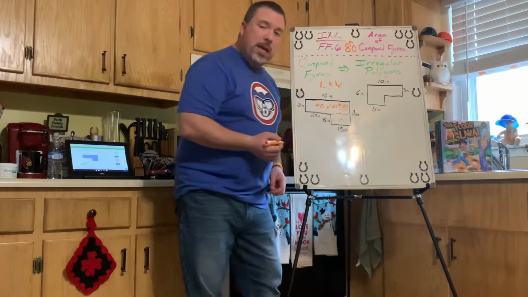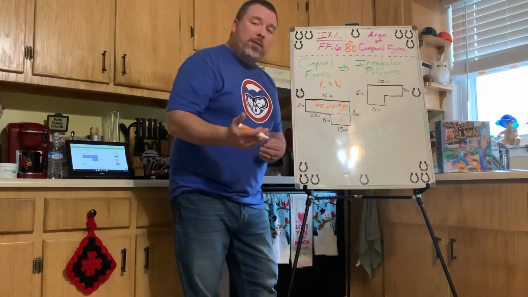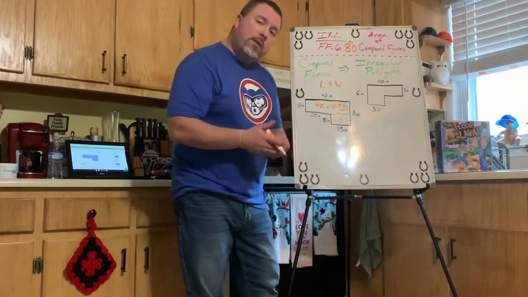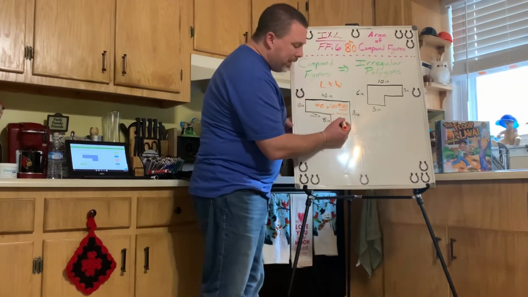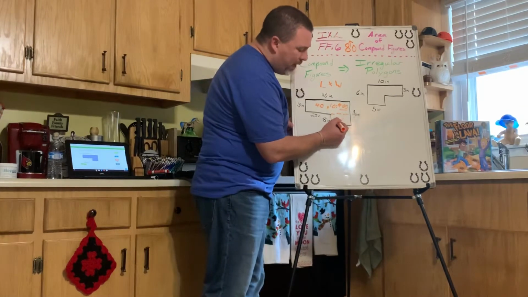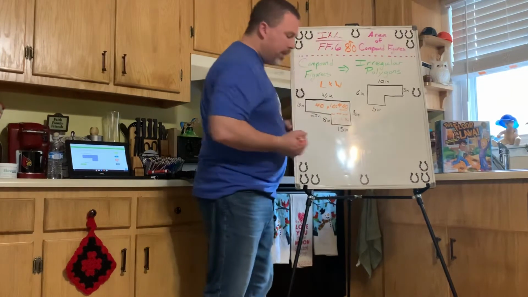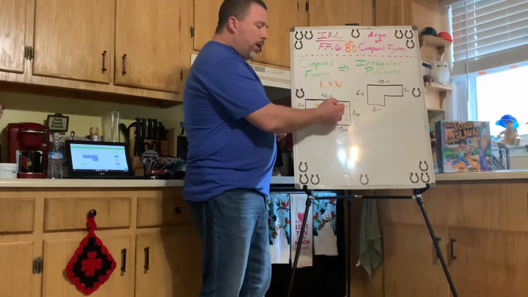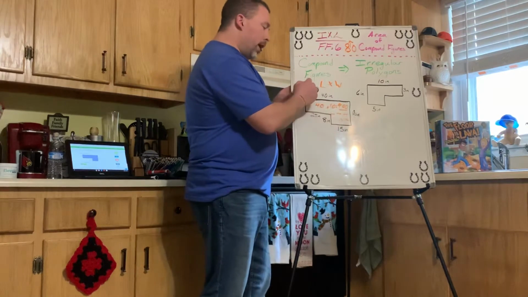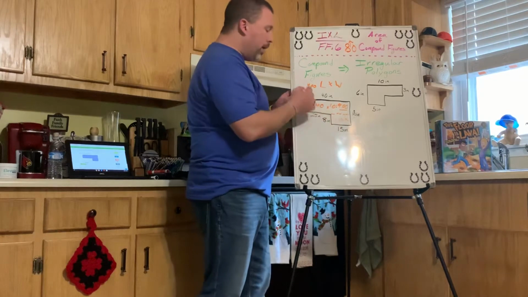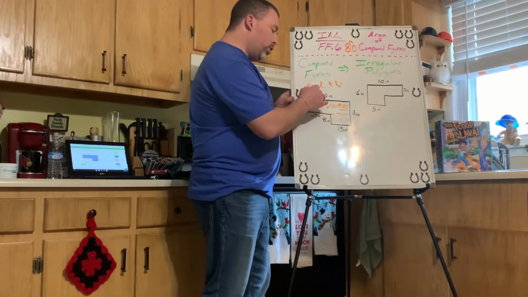15 times 8. Well, 8 times 5 is 40. 10 times 8 is 80. 80 plus 40 means that it equals 120 square inches. So now we have our two rectangles. The top one has an area of 400. The bottom one has an area of 120.